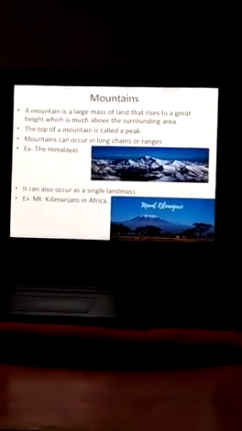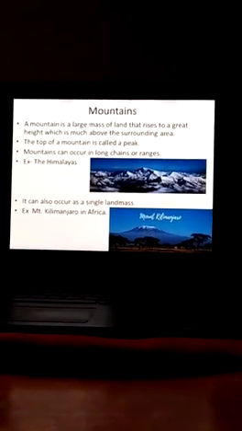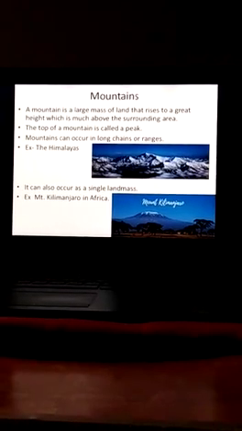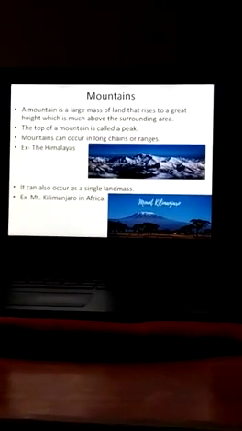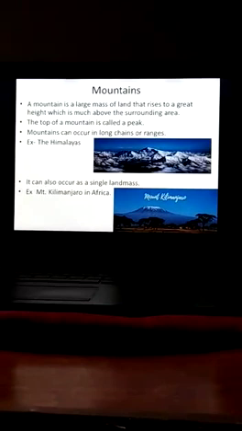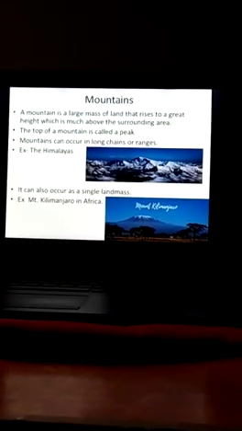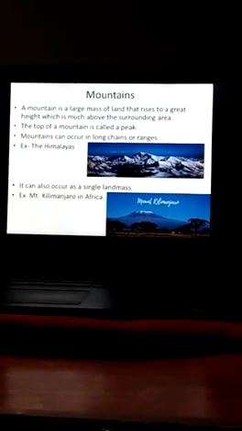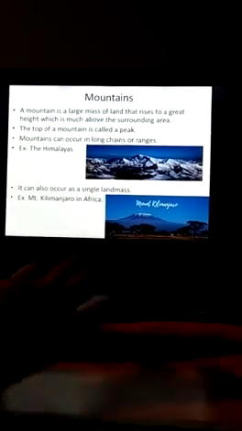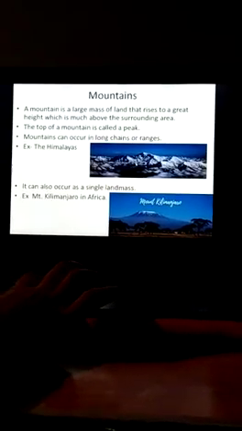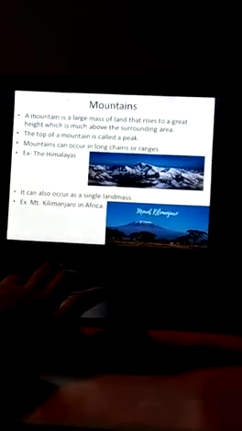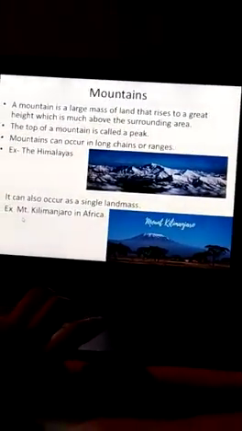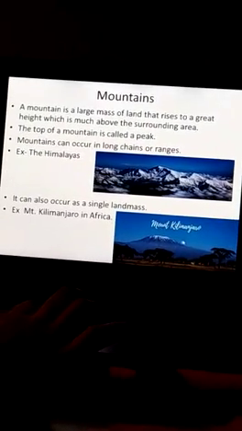What is a mountain? A mountain is a large mass of land that rises to a great height, much above the surrounding area. The top of a mountain is called a peak, and sometimes mountains occur in long chains or ranges like the Himalayas. See, there is a long chain of mountains. And sometimes mountains occur as single land masses like Mount Kilimanjaro. There is no range. It is a single landmass.